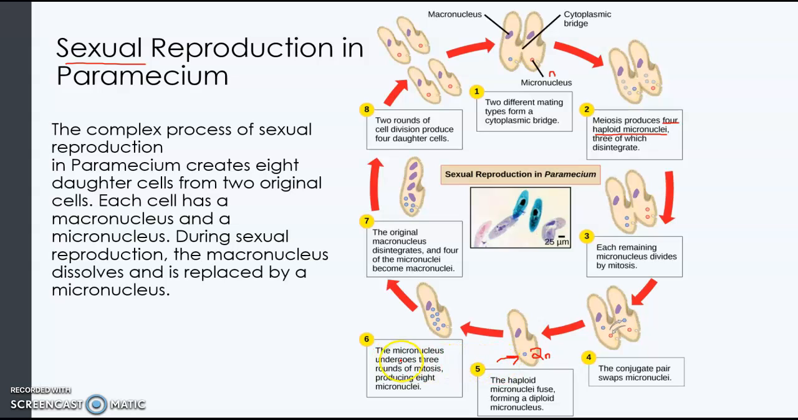And then the micronucleus undergoes 3 rounds of mitosis, and that produces 8 micronuclei. The original macronucleus disintegrates, and 4 of the micronuclei become macronuclei. And since there are 4, that paramecium divides into 4 separate daughter cells. So this is the result of sexual reproduction in the paramecium.